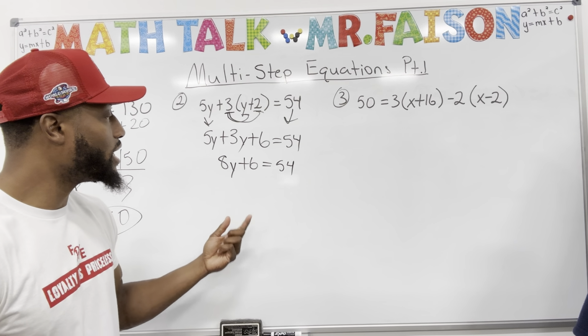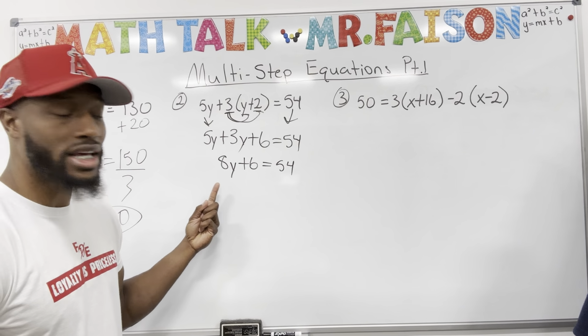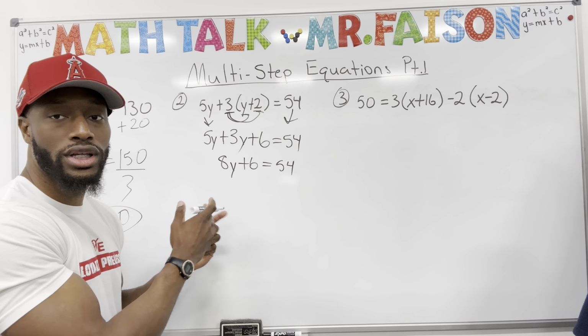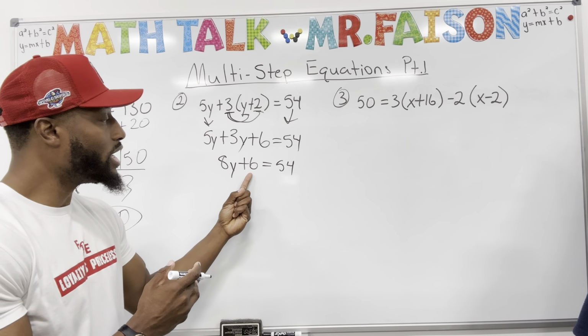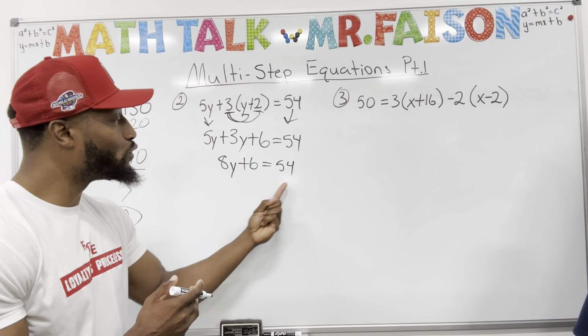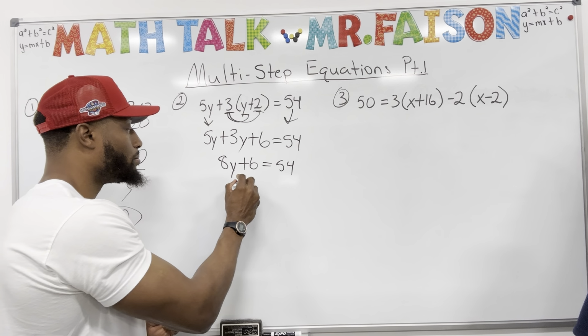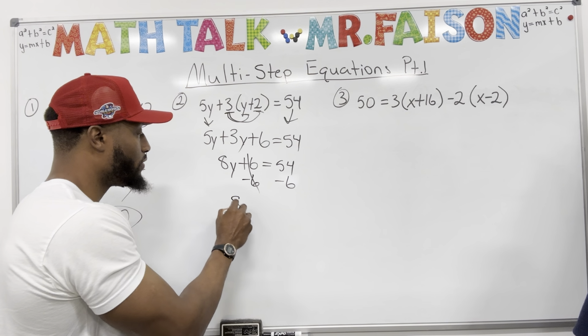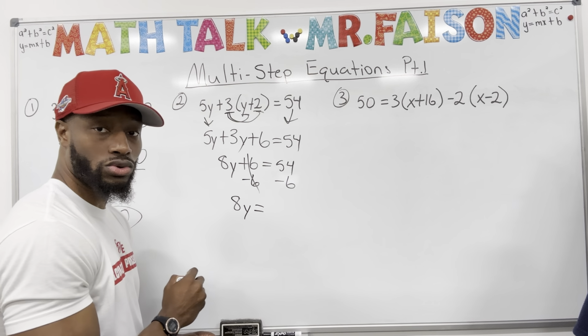So with that being said, this 6 is trying to get away from this 8y and get over here with the 54, because we want to get that y by itself. So we're working to get the y by itself. Here it's saying plus 6. For me to move it over here with the 54, I have to do the opposite: minus 6, minus 6. I can cancel that out. Now we have 8y equals 48.